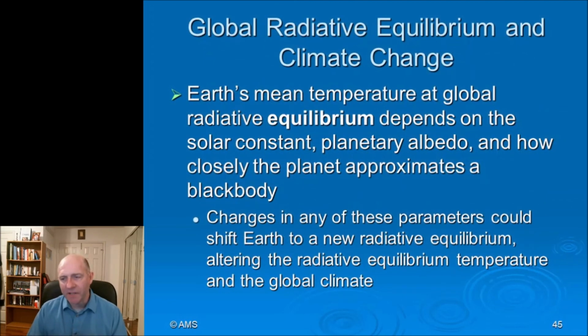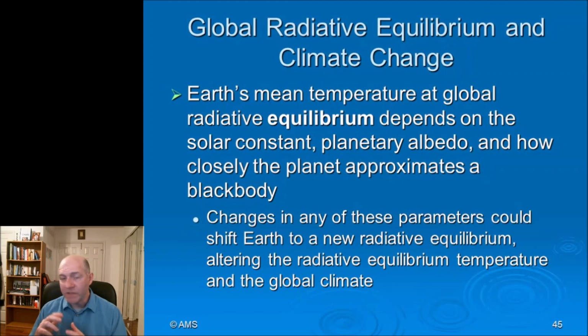So, backtracking to the beginning of the lecture, we talk about the global radiative equilibrium and climate change. The Earth's mean temperature at the global level is in a relatively equilibrium. It's not cooling, it's not warming. All right. That depends on the solar constant, the planetary albedo, how closely the planet approximates a black body. I mean, if the sun were to suddenly get hotter, it hasn't, but if it were to suddenly get hotter, that's going to change the radiative equilibrium temperature of the planet.